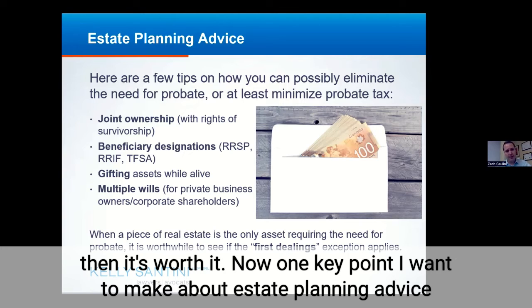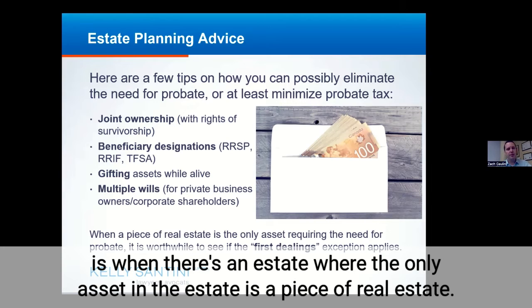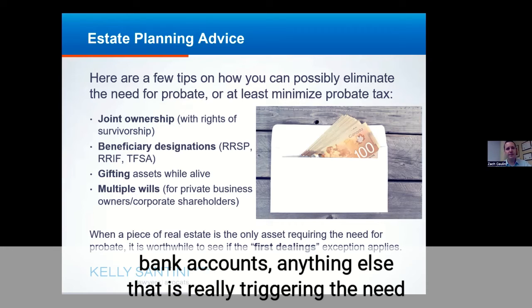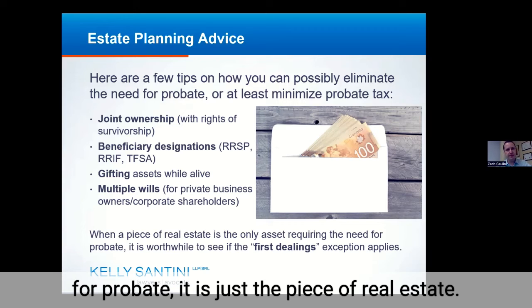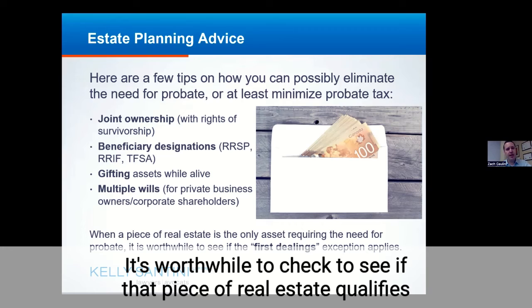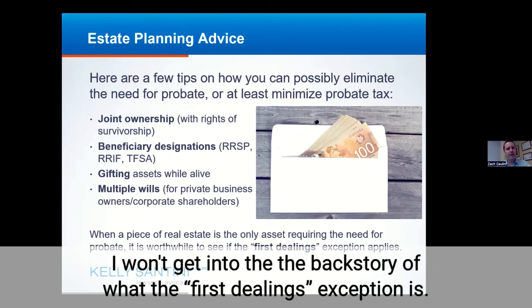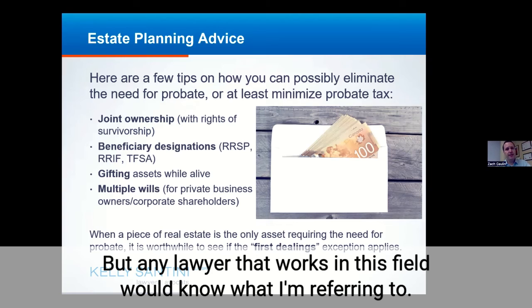Now, one key point I want to make about estate planning advice is when there's an estate where the only asset in the estate is a piece of real estate, and so there's no investment accounts, bank accounts, anything else that is really triggering the need for probate. It's just the piece of real estate. It's worthwhile to check to see if that piece of real estate qualifies for what's referred to as the first dealings exception. I won't get into the backstory of what the first dealings exception is, but any lawyer that works in this field would know what I'm referring to.